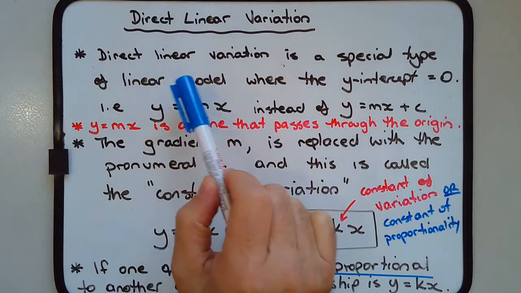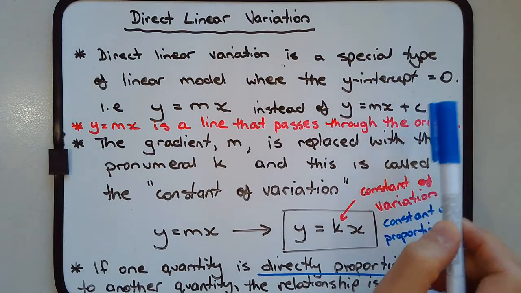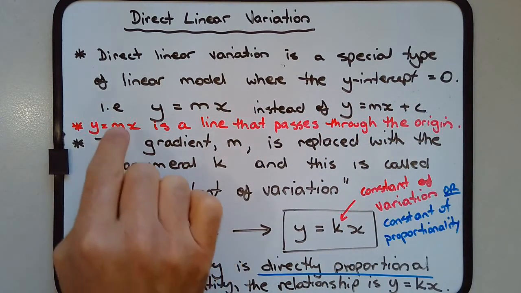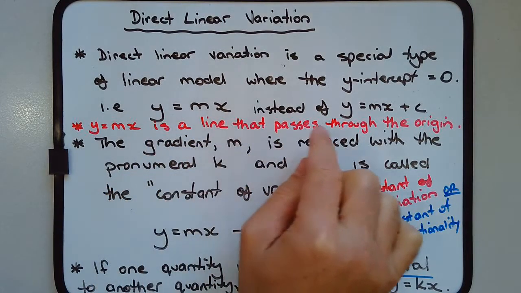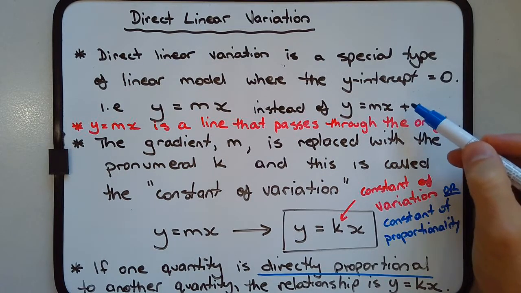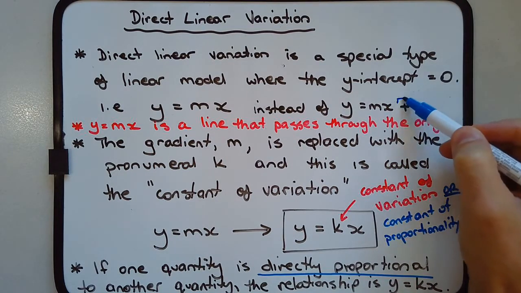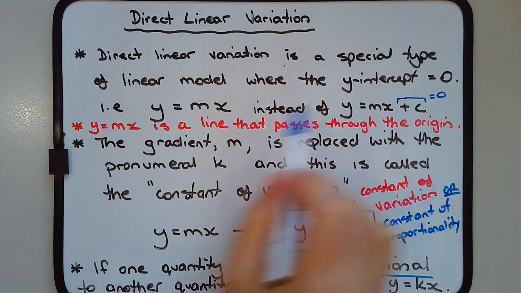Direct linear variation is a special type of linear model where the y-intercept is 0. In other words, the equation is in the form y equals mx instead of y equals mx plus c. So this plus c part here just equals 0, so we don't show it.